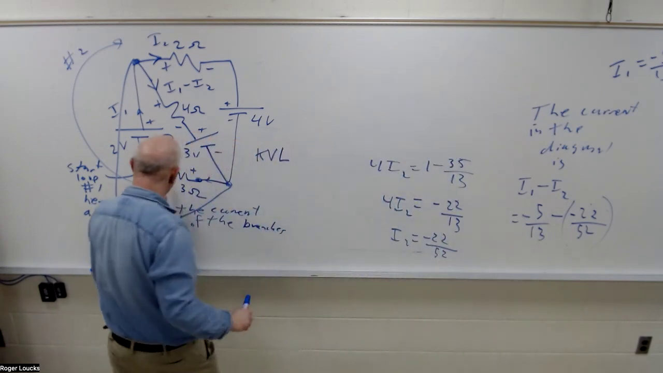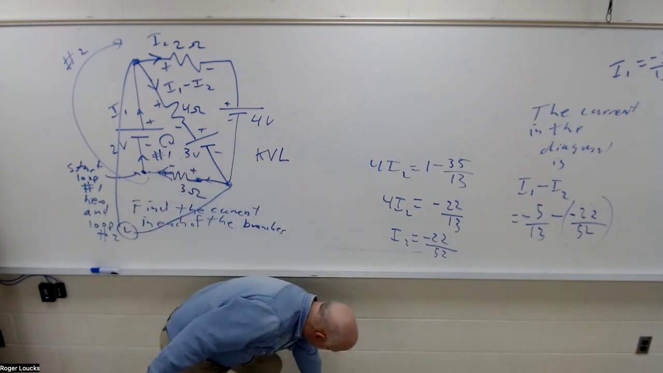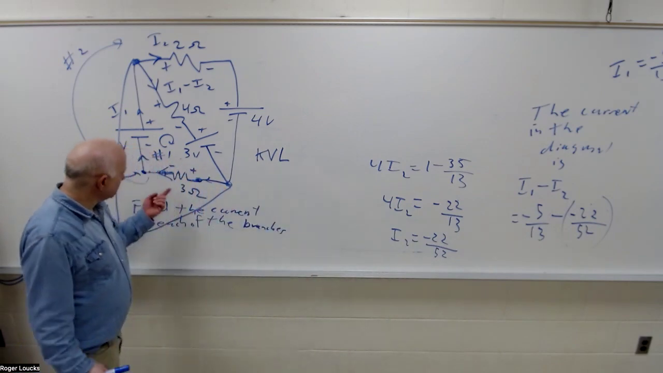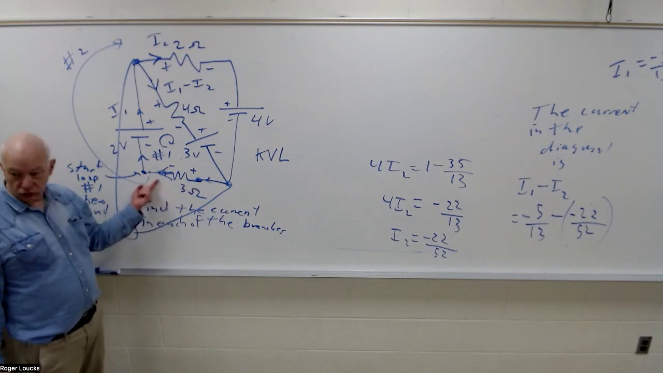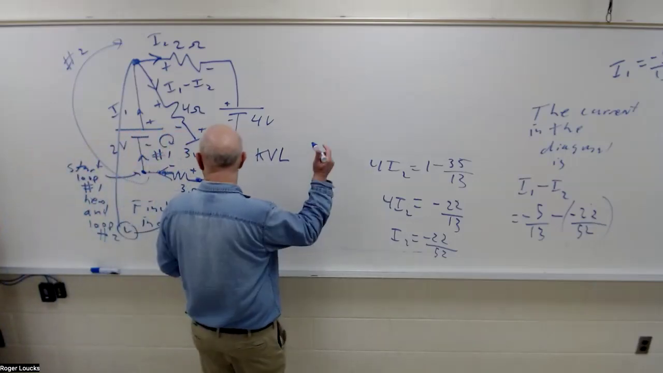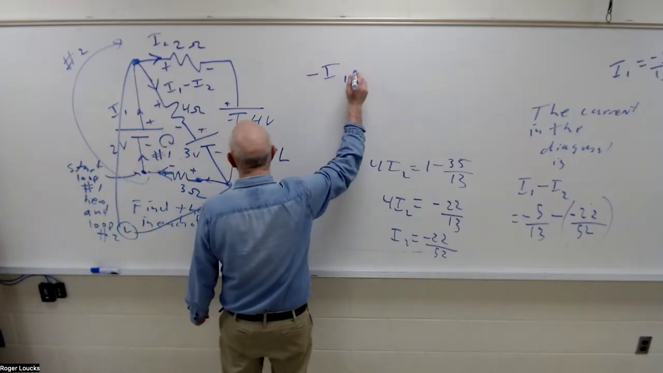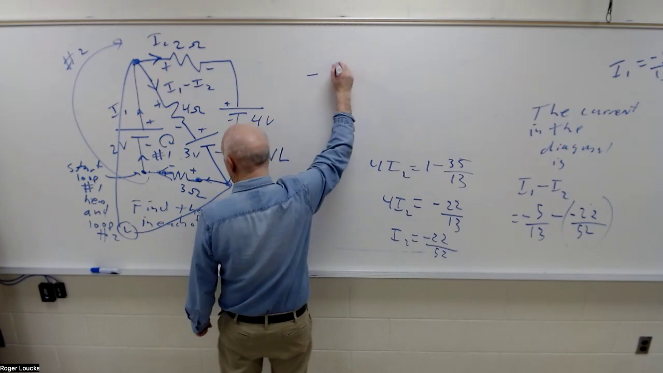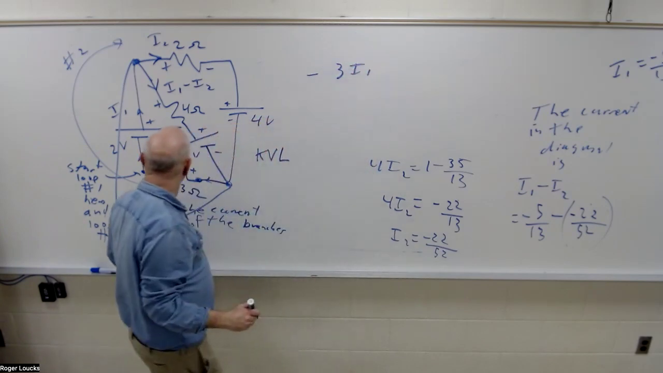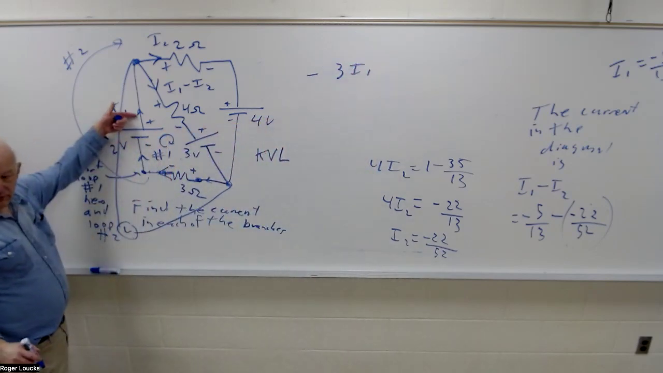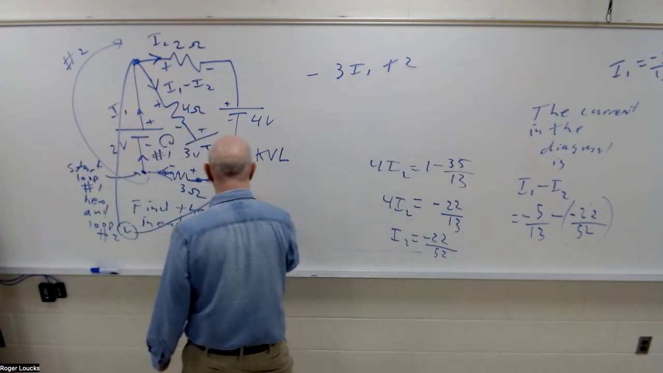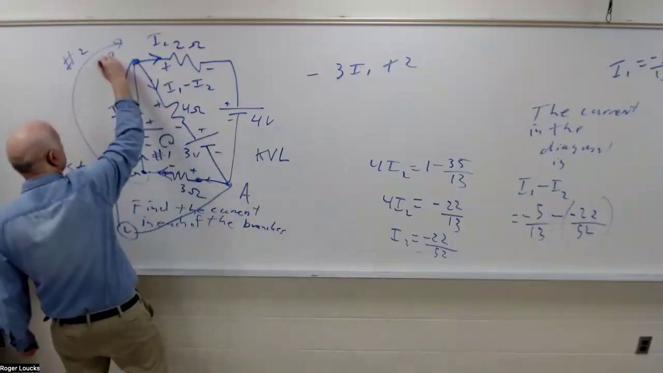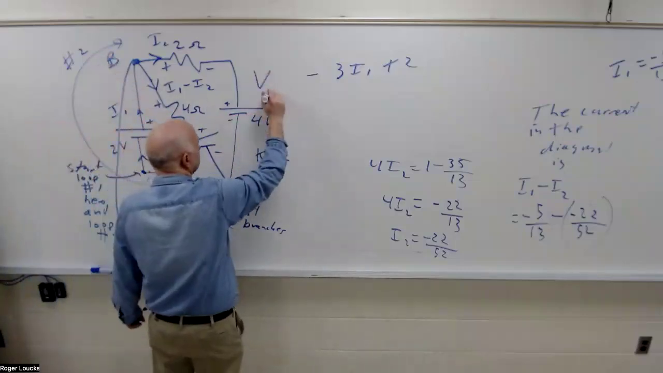So if I hop across here, according to the current directions I set up, what am I going to have? If I go from here to here, I'm going to have a voltage loss. So I would have minus I1, I'll put the 3 there, minus 3I1. When I hop across the battery, I would then have plus 2. I'll call this point A. I'll call this point B. So this is going to be your VAB.